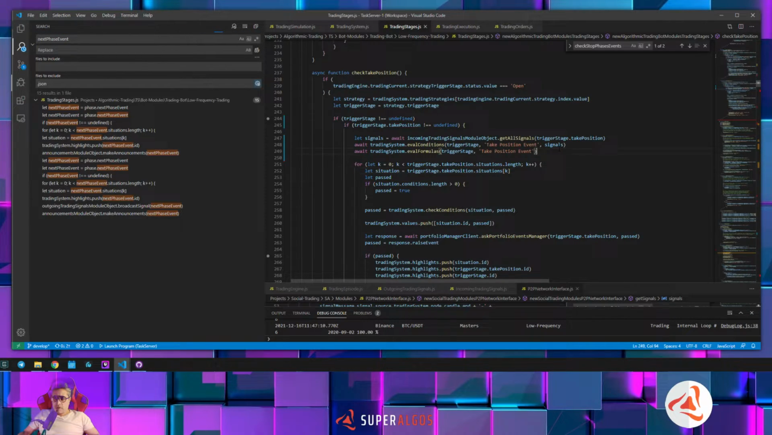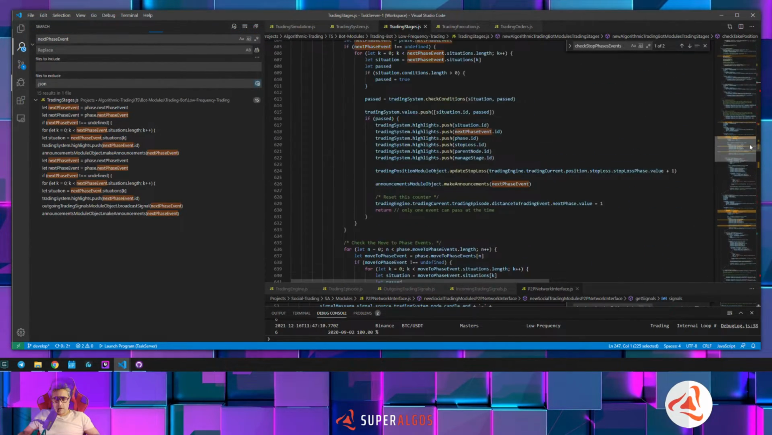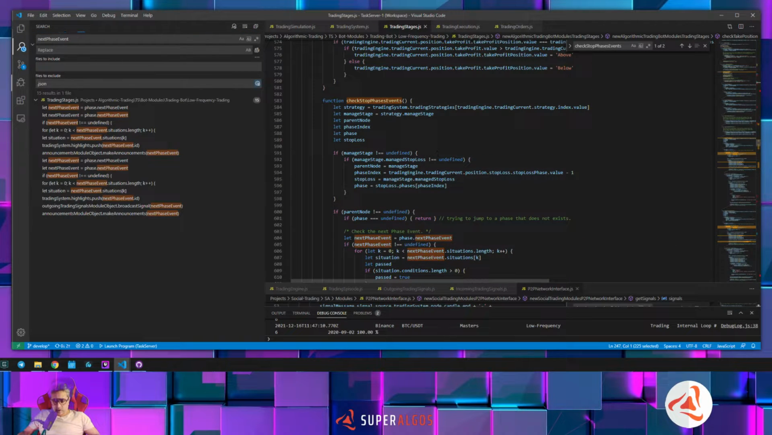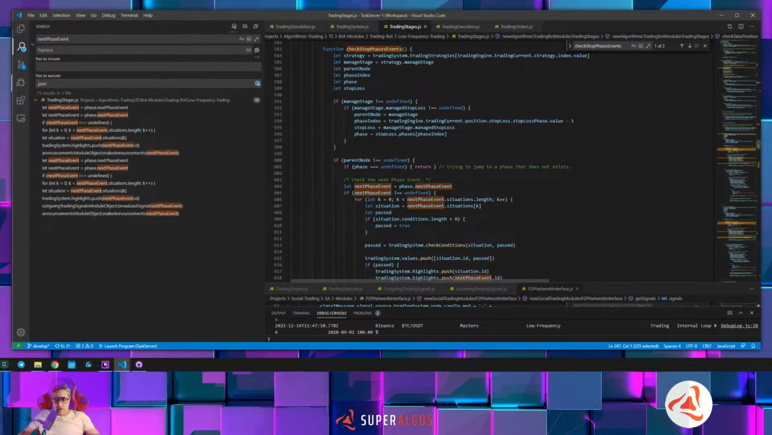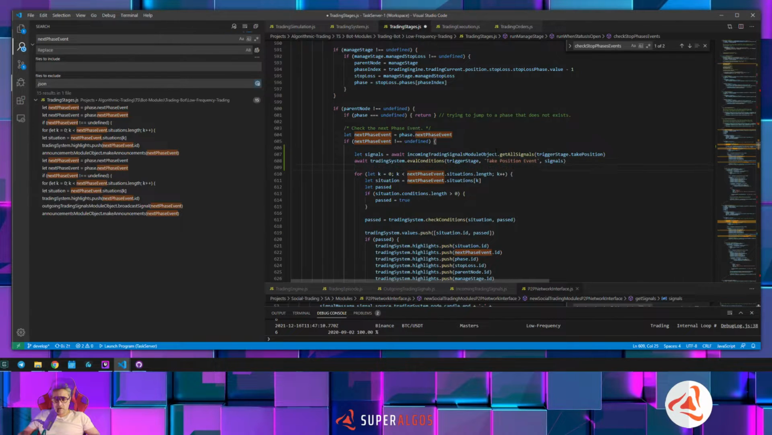Okay, so we'll move this, or not move, but copy, where we have a similar situation here, in which if there is a next phase event, we are going to grab the signals for this event, we are going to evaluate the conditions, and then we are going to run this code that checks the conditions that we evaluated.